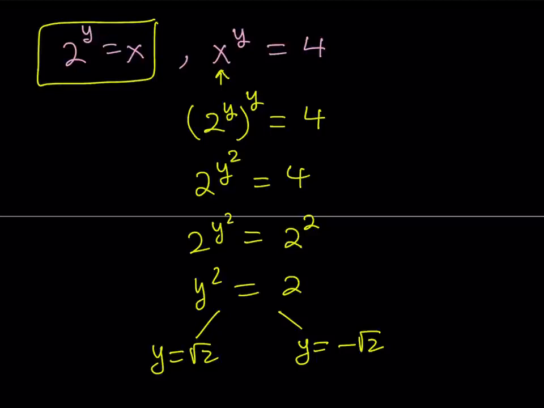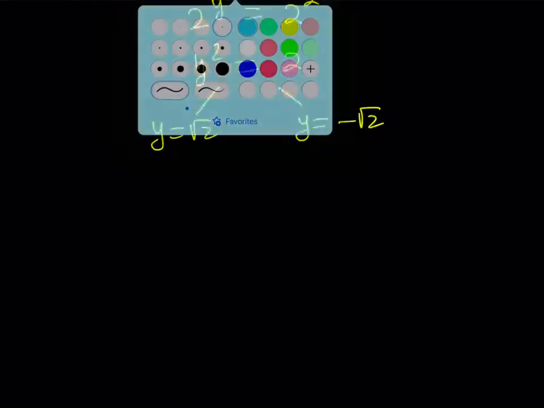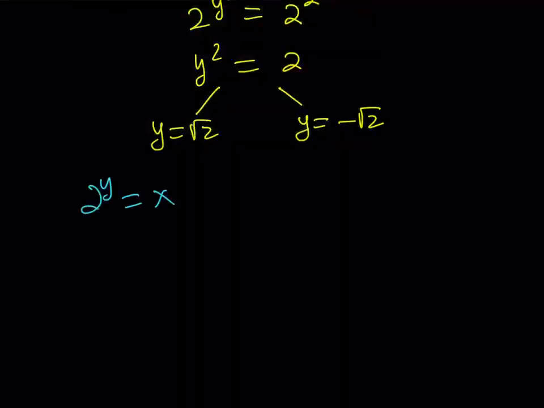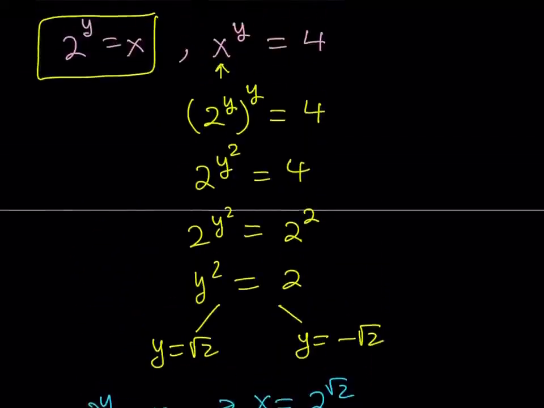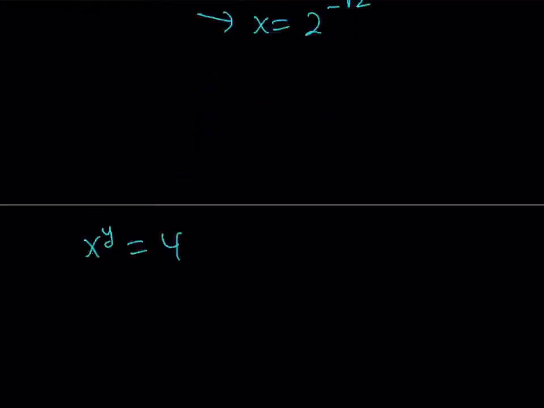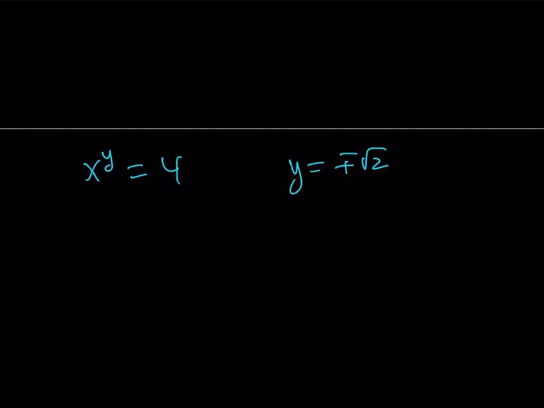Anyways, the first equation gives us 2 to the power y equals x. So since 2 to the power y is equal to x, and I'm trying to solve for x, from here, x becomes 2 to the power root 2 or 2 to the power negative root 2. And that's pretty much going to give us what the solutions are. But what happens if you consider the other equation, which is x to the power y equals 4, and we do know that y is equal to plus minus root 2. Now in this case, if you go ahead and replace y with root 2, for example, you're going to get x to the power root 2 equals 4.